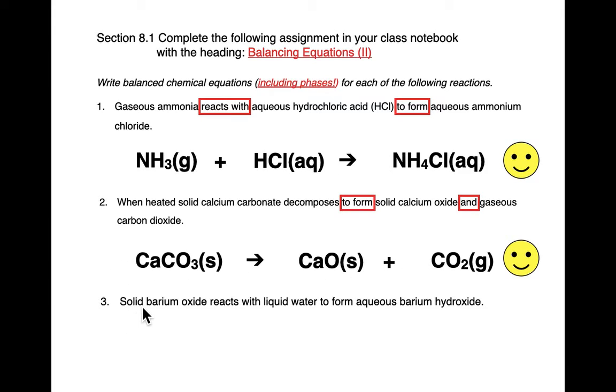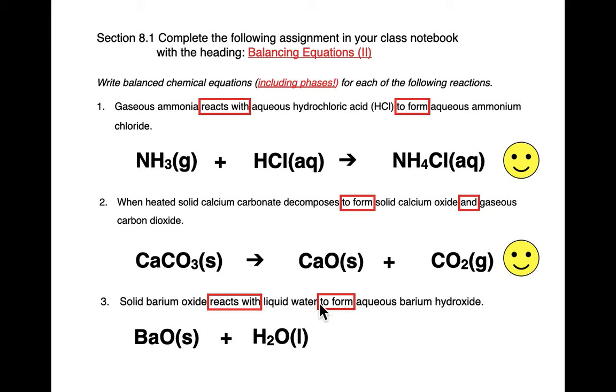And last, solid barium oxide reacts with, so that's going to be plus liquid water. Now you might say, well, water would have to be a liquid. No, remember that water can freeze, and if it was ice, it would be solid, H2O(s). Water can also be a gas, steam, or vapor, in which case it would be g. So water is kind of unique like that. Not many compounds are commonly found in the three different phases, but water is.